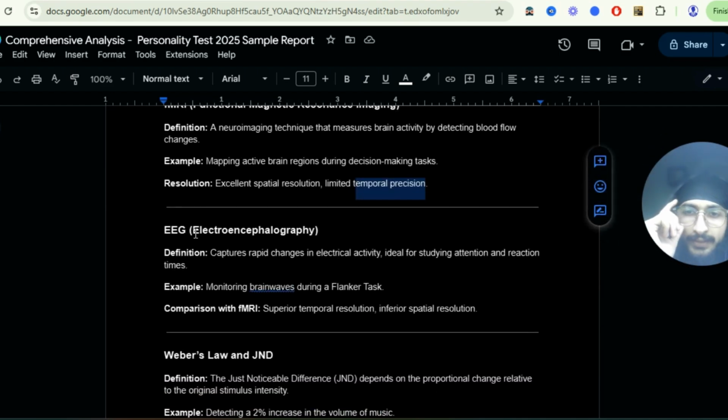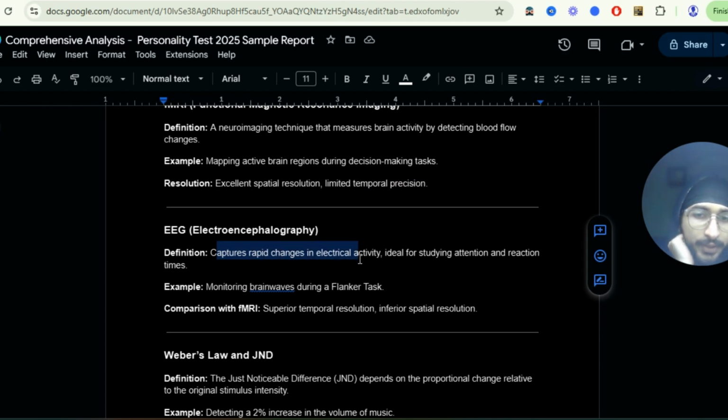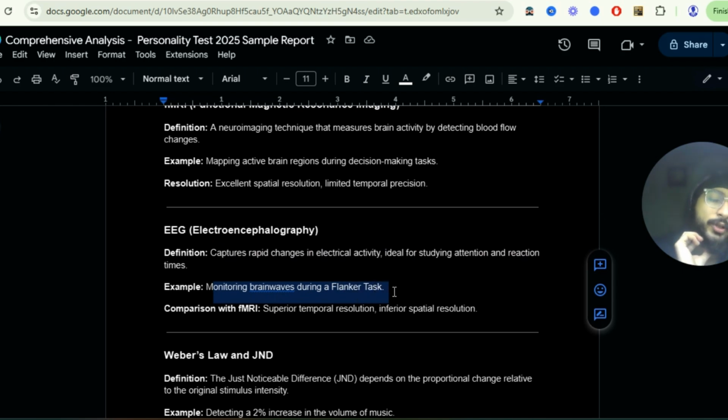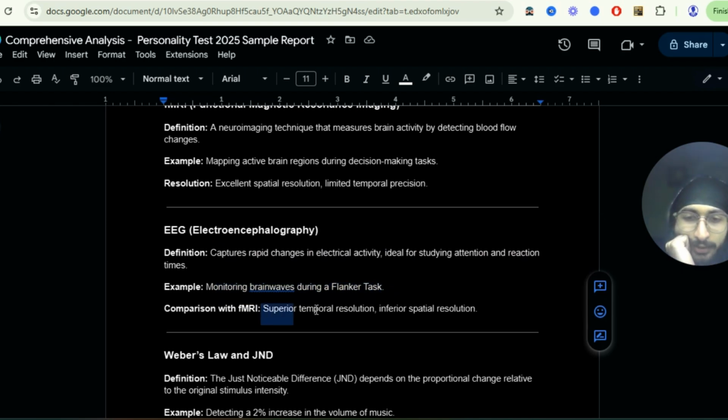Now, EEG, electroencephalography, captures rapid changes in electrical activity, ideal for studying attention and reaction times. Example: monitoring brain waves during a flanker task. Comparison with fMRI: superior temporal resolution, inferior spatial resolution.